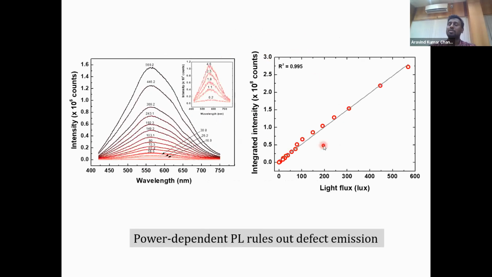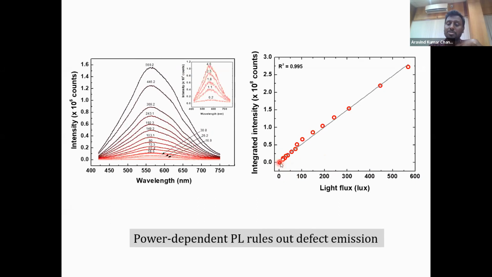And in order to rule out that defects might be responsible, we have also done the intensity dependent photoluminescence spectra, and you could see in the left figure, we have varied the intensity in lux. The values you could see are in lux, and as the intensity of the light goes up, the PL keeps going up. The integrated intensity is also shown in the right plot, where I keep increasing the light flux, and the integrated intensity is almost linear. This again confirms that defects might not be responsible. This is done in powders, by the way. This is not done in single crystals. This experiment is done on the powder samples, and this again rules out that defects might be contributing.